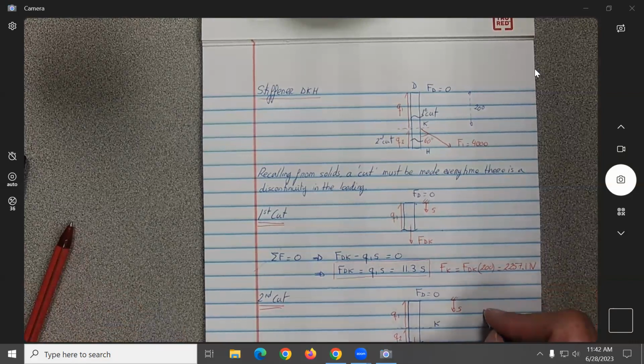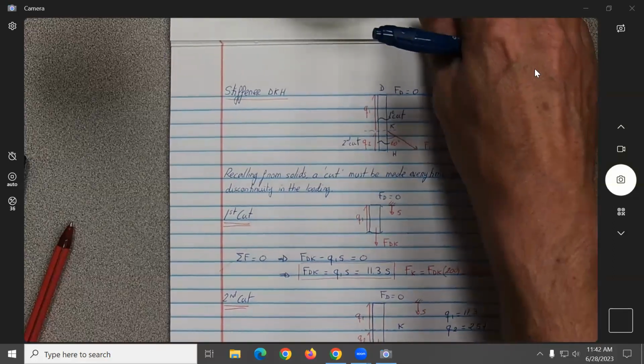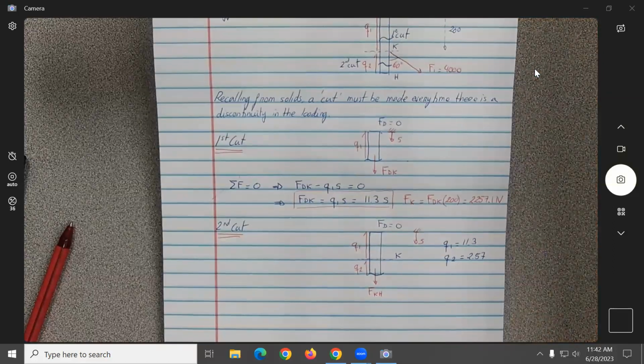And I have over here, I'm just copying here. I don't have the notes from yesterday, but I have here that for Q1 we found 11.3 and for Q2, 2.57. You can slide it up a bit.